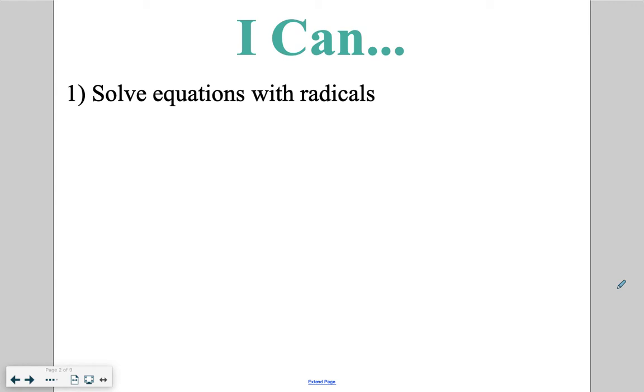The only difference is you are going to do everything outside of the radical, so solve SAD-MEP for everything outside of the radical, and then you are going to solve SAD-MEP for everything inside the radical. So start with the outside and then work your way inside.